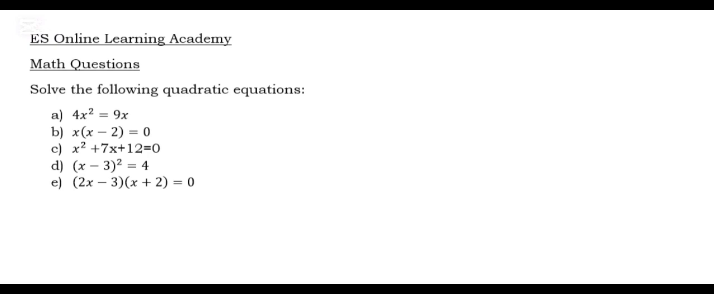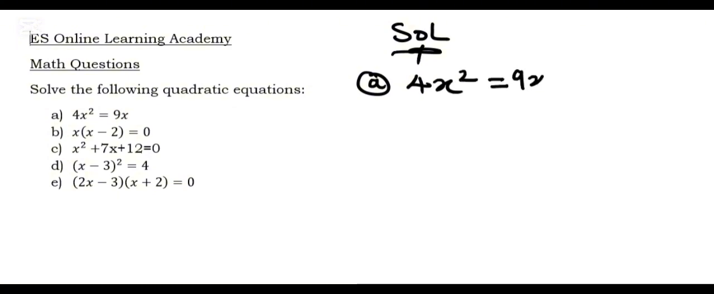So these equations are coming from different paper 1 exam past papers. Now the question to all these equations reads, solve the following quadratic equations. So we will start with A, which has the following: 4x squared equal to 9x. So solution for A, 4x squared equal to 9x.